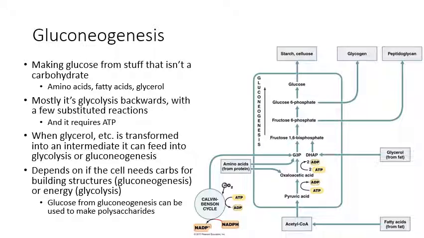So since gluconeogenesis is basically glycolysis backwards, that also means that most of these molecules can enter glycolysis and go forwards. So if we just take glycerol as an example, once you produce glycerol by breaking down a fat to get free fatty acids and glycerol, glycerol can either enter glycolysis and be used to make pyruvate and ATP, or it can enter gluconeogenesis and be used to make glucose. Which way it goes just depends on what the cell needs at that time.